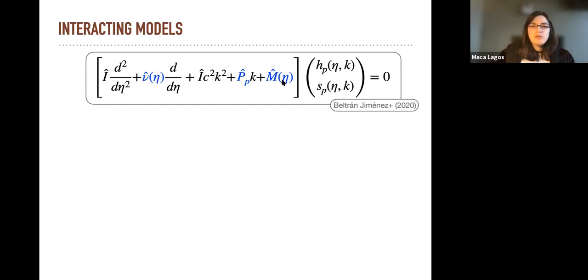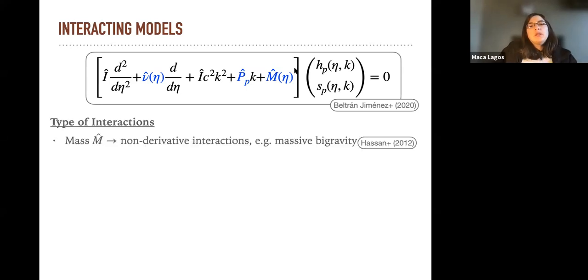Here in these three blue terms, we are allowing for a first derivative interaction in time and/or space, with generic matrices that would mix these two fields, H and S. And we're also going to consider, as an example, the case of just a non-derivative interaction between these two fields through this kind of mass matrix.